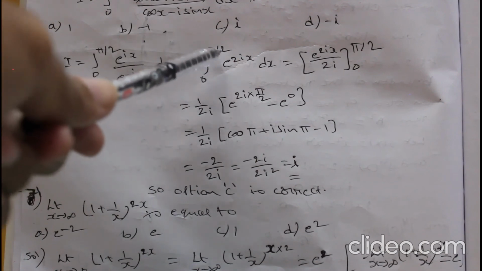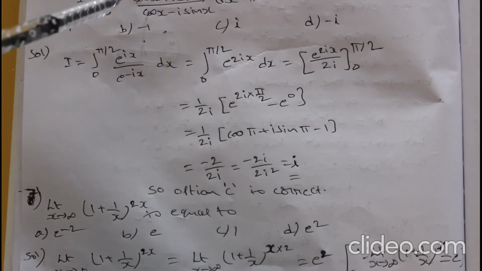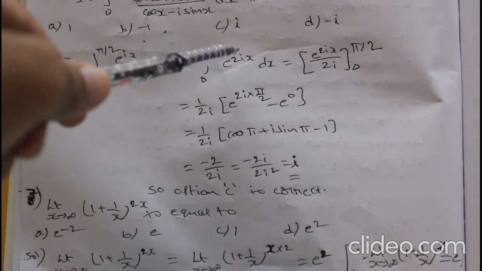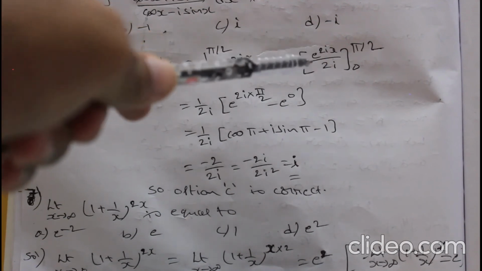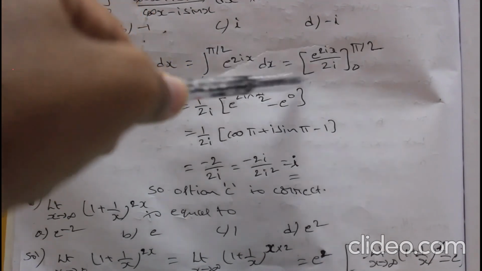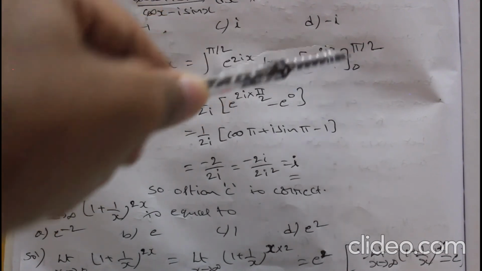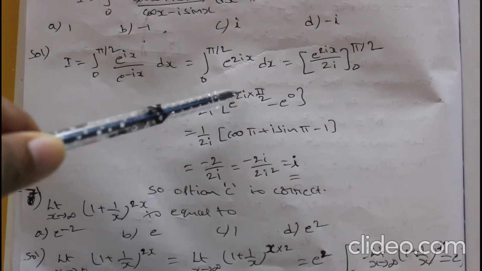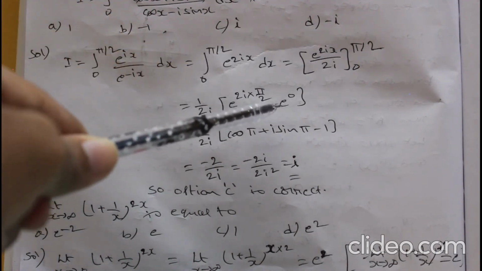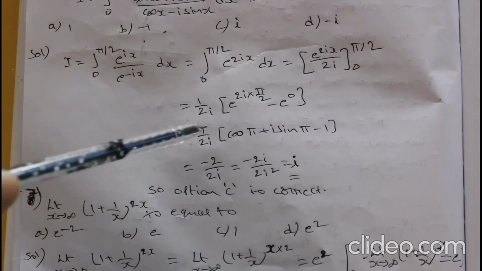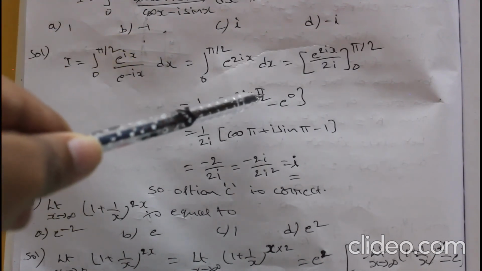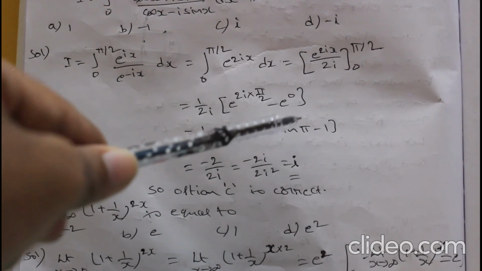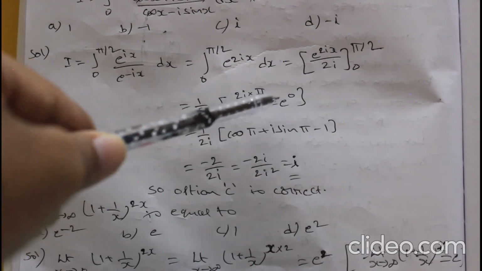So that is equal to the integral of 0 to pi by 2 of e power 2ix dx. And integration of e power ax is nothing but e power ax by a. So e power 2ix by 2i, with limits 0 to pi by 2. Apply the limits, and bring this 2i outside. So 1 by 2i times e power 2i into pi by 2 minus e power 0. So that is equal to 1 by 2i, here the 2 gets cancelled, e power i pi. e power i pi is nothing but cos pi plus i sin pi, minus e power 0 which is nothing but 1.